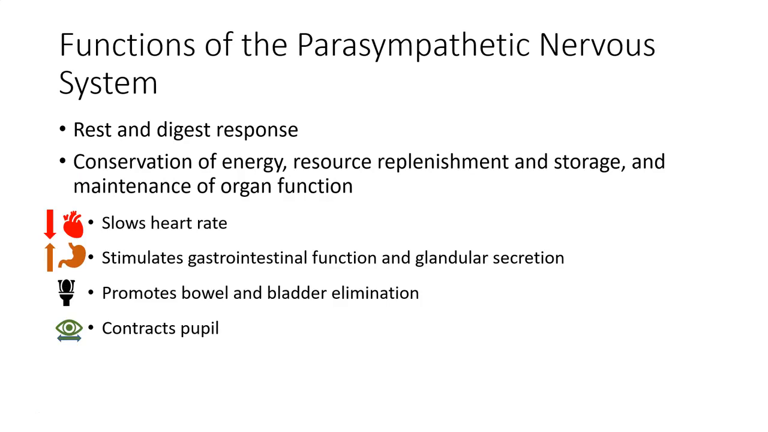The parasympathetic nervous system is our rest and digest response. Here we want to conserve energy and we want to build back. And so we replenish our resources and our storage of resources, and we maintain our organ function. Effects of parasympathetic activation include a decrease in our heart rate, an increase in our gastrointestinal function and glandular secretion to maintain body functions. It also promotes bowel and bladder elimination, and it contracts our pupils.